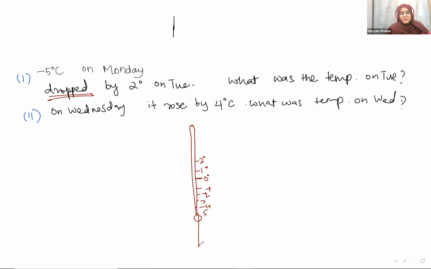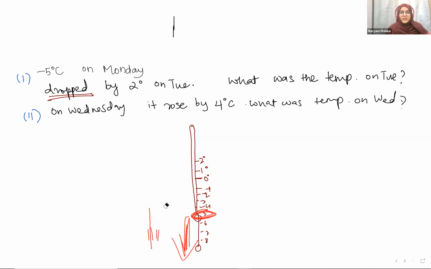And then -6, -7, -8. So if my temperature on Monday was -5 and then it dropped, dropped means it's going downwards. That's why they say dropped, because a thermometer is like a vertical scale, right? So if we say the temperature went up, that means it increased, it went towards positive. And when we say the temperature dropped, that means it decreased, right?